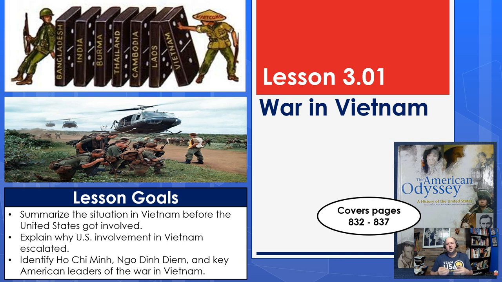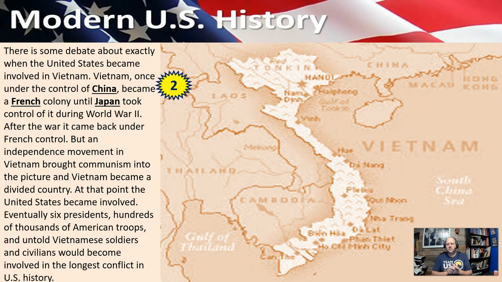So a lot of what we're going to talk about in this unit is going to kind of bring us back into this Cold War era and kind of our foreign policy and kind of where that all takes us. And obviously, it's going to take us to Vietnam. So we're going to talk about that today. So there is some debate about exactly when the United States became involved in Vietnam.